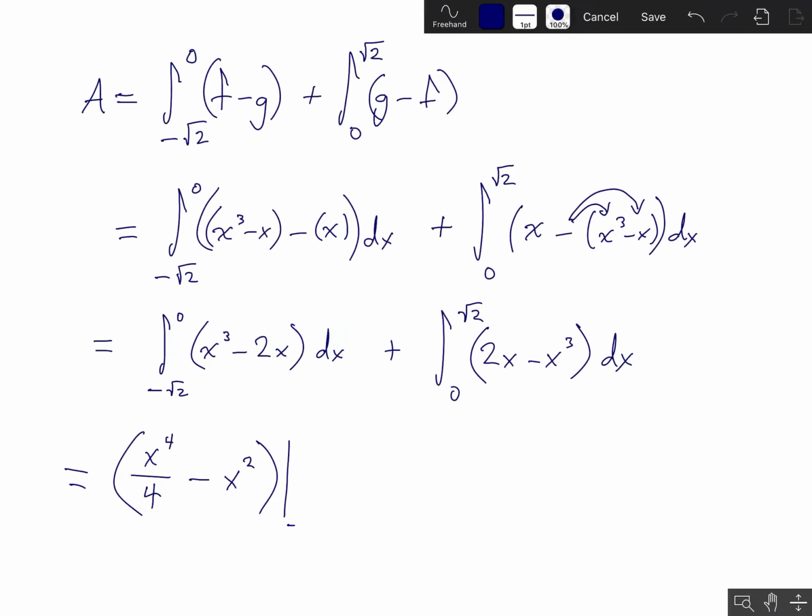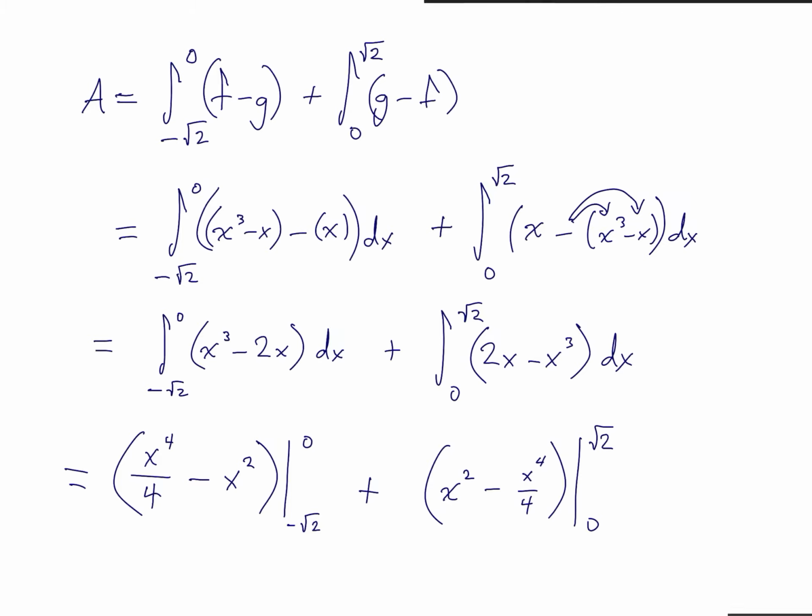So either way, you end up getting this for the first integral, and that first integral should be evaluated from negative root 2 to 0. And then for the second integral, we want the antiderivative of 2x, which again is x squared, minus the antiderivative of x cubed, which is x to the 4th over 4. That's the antiderivative for that second integral, which we want to evaluate from 0 to root 2.